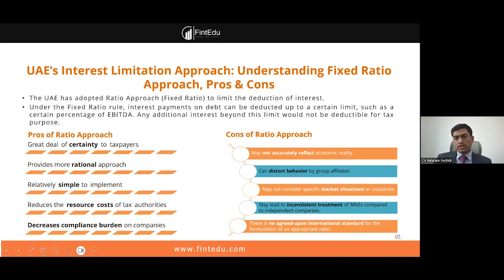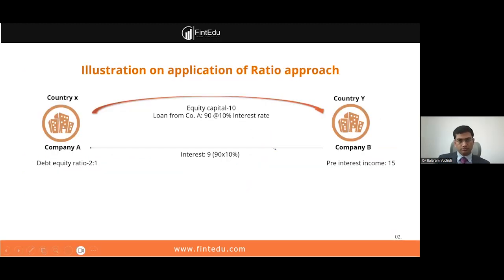There is also no agreed international standard for the formulation of an appropriate ratio. Each country can have different rates and ratios, so there's no uniformity as such. So these are the pros and cons of having this approach. Let's look at one more illustration of this ratio approach.